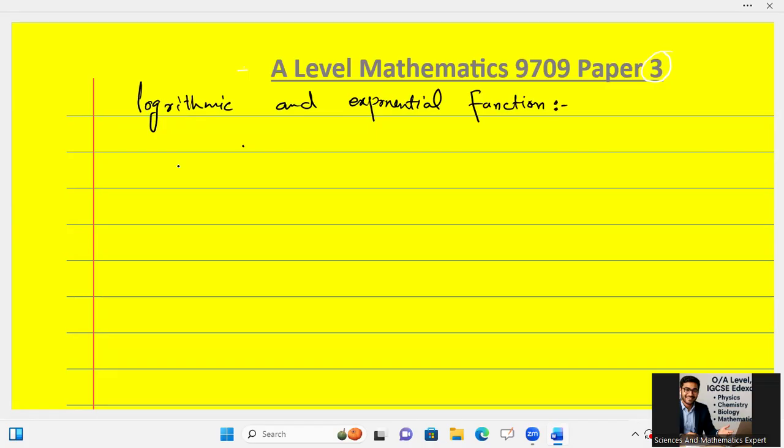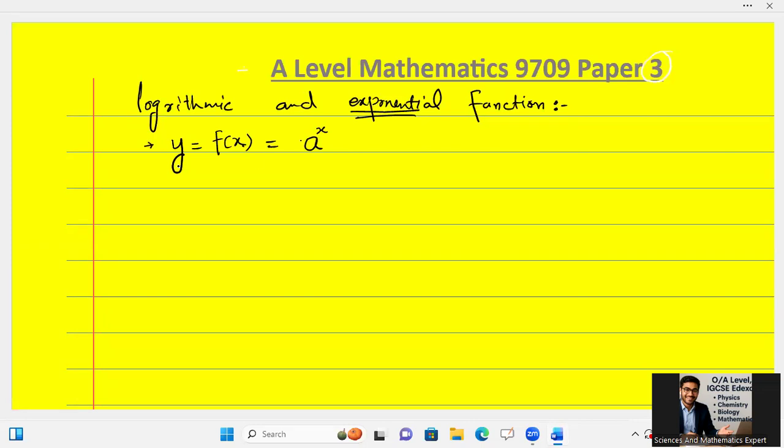If I talk about exponential functions, what does it mean? It means that, for example, we have a function f of x, which we say is equal to y. If y is expressed in the form of a function in such a way that we have a variable in the power of some constant, then we say it is an exponential function.